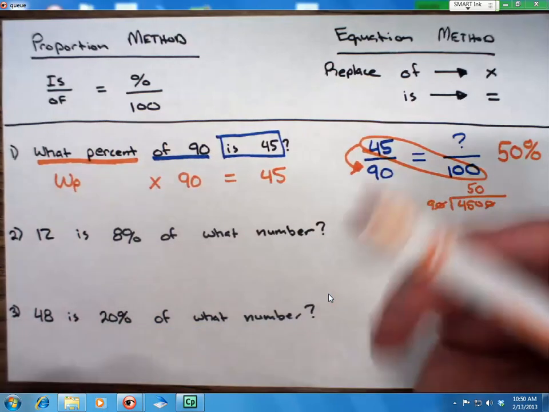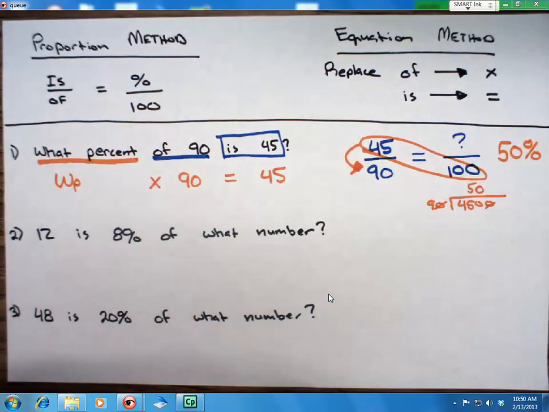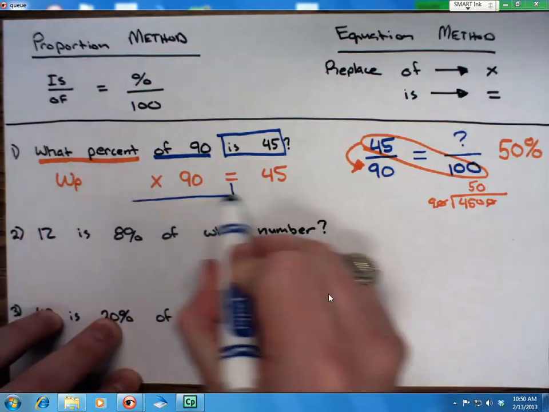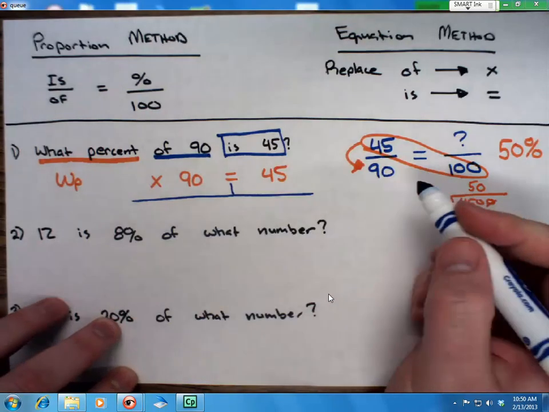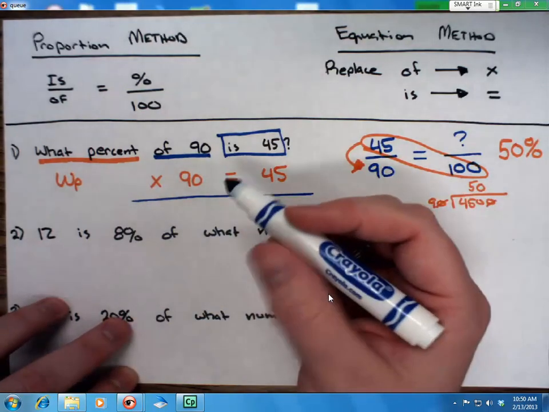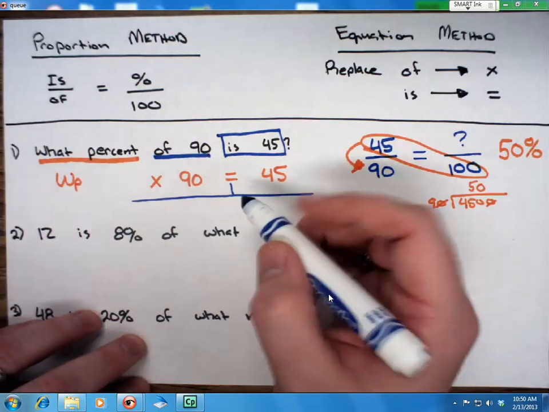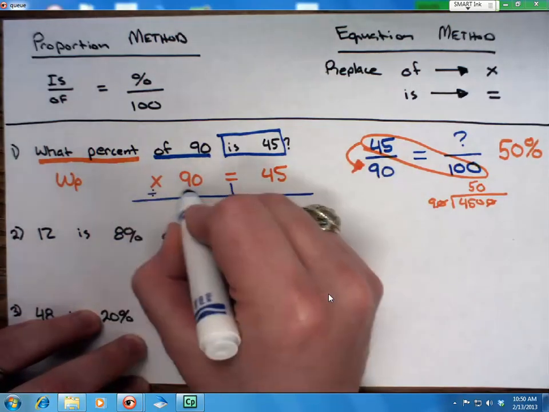Well, when we do that, remember this is the same thing as solving our equations. So essentially what I'm doing is I'll draw my balance beam down here, and I'm going to have to get rid of this 90. Well, to get rid of times 90, what's the opposite of times 90? Yeah, divide by 90. So I have to divide both sides by 90.